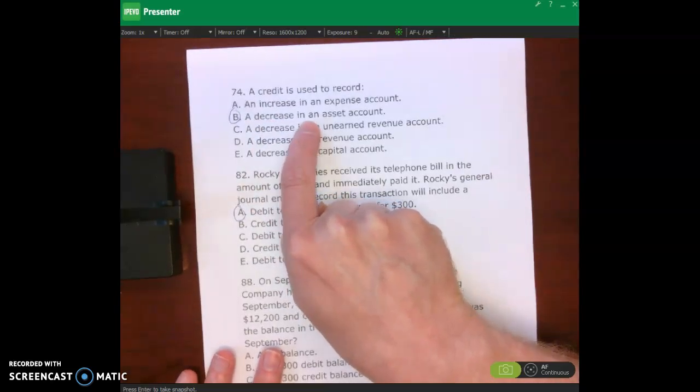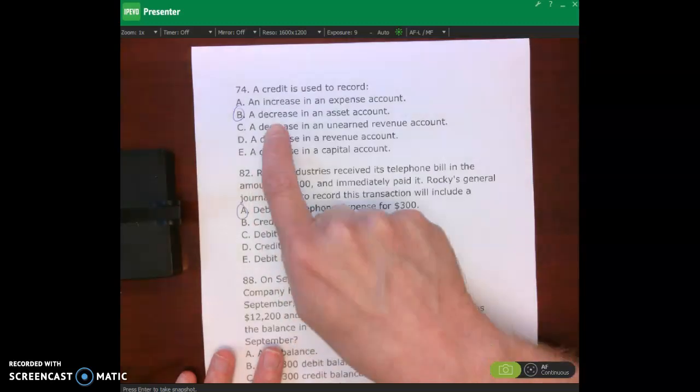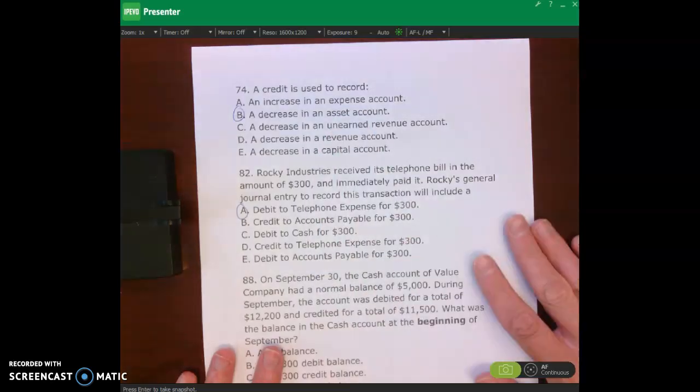So remember when we had some of those examples where we paid for supplies with cash, we bought $2,500 with cash. What was the journal entry? Debit supplies, credit to cash. Cash is going down. Cash is an asset. The way I decrease an asset is with a credit.